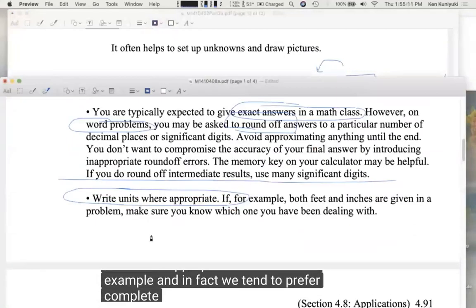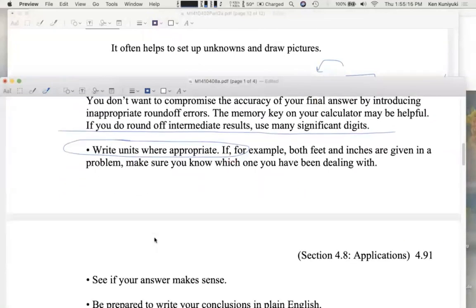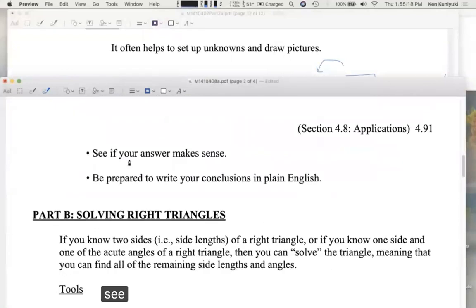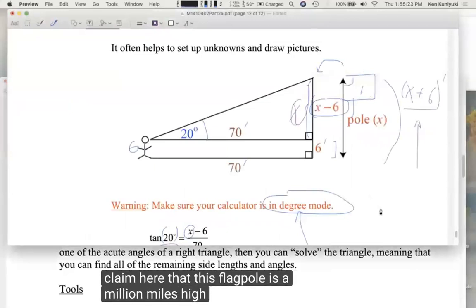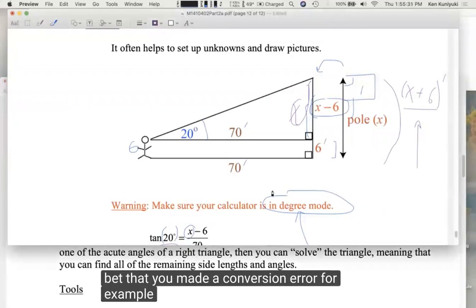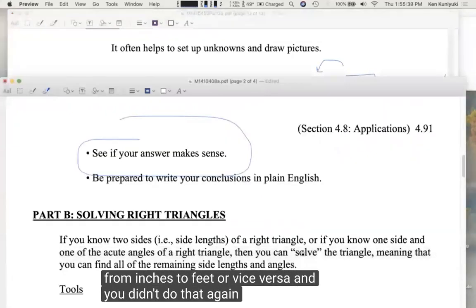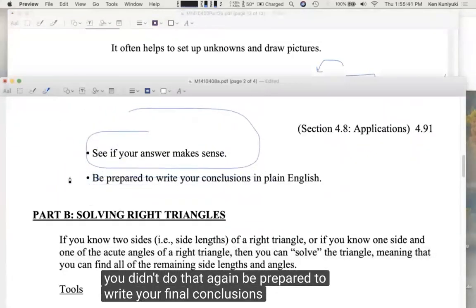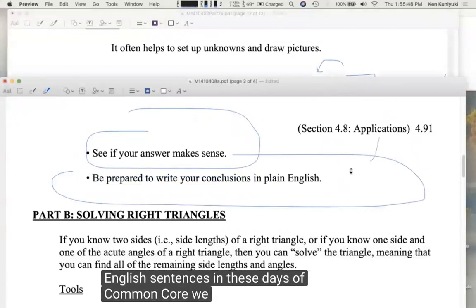And in fact, we tend to prefer complete sentences nowadays. See if your answer makes sense. So if I claim here that this flagpole is 1,000,000 miles high, you probably made an error. I would bet that you made a conversion error. For example, maybe you should have converted from inches to feet or vice versa, and you didn't do that. Again, be prepared to write your final conclusions using plain English sentences. In these days of Common Core, we tend to prefer that.